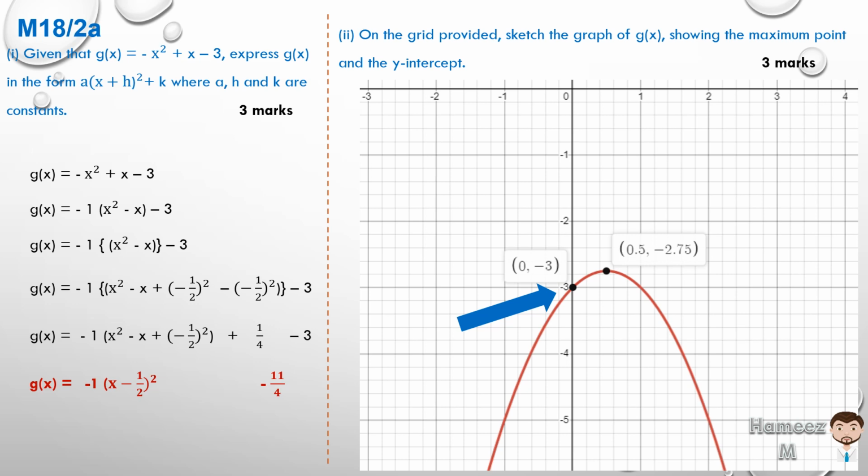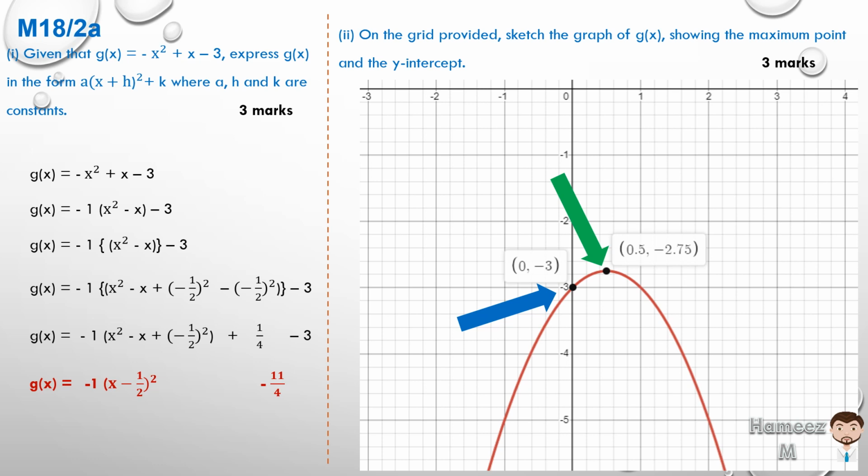And in order to get that maximum value, when we look at the completed square form, which we have in red there, the brackets must work out to be 0. So in order to get the brackets to be equal to 0, that means x is equal to a half. So that indicates that's the maximum value, or 0.5. And when x is equal to a half, the brackets work out to be 0. So g of x is equal to minus 11 on 4, which is minus 2.75.